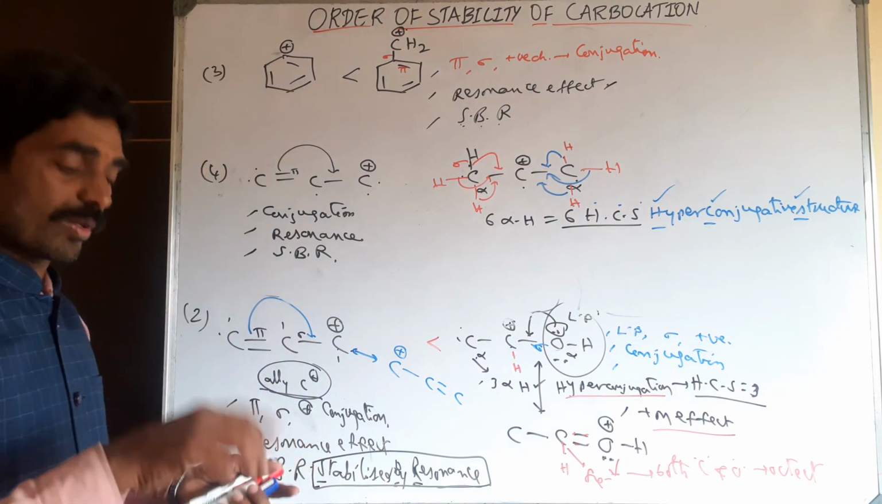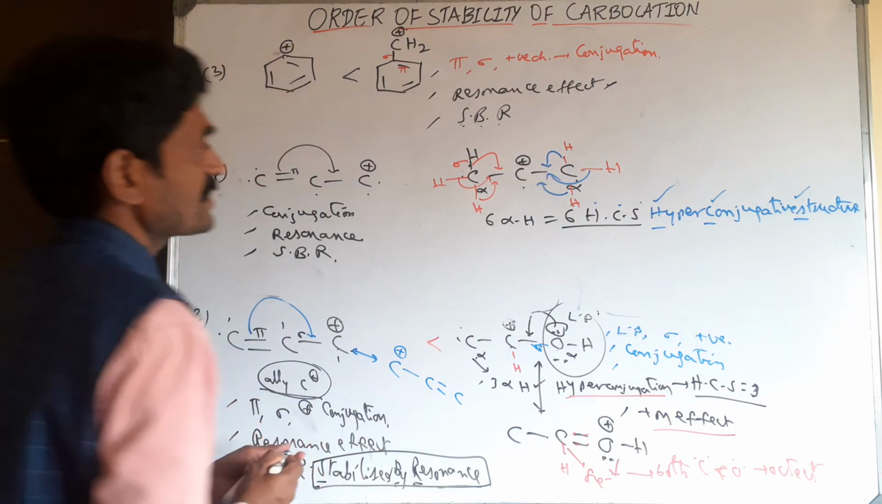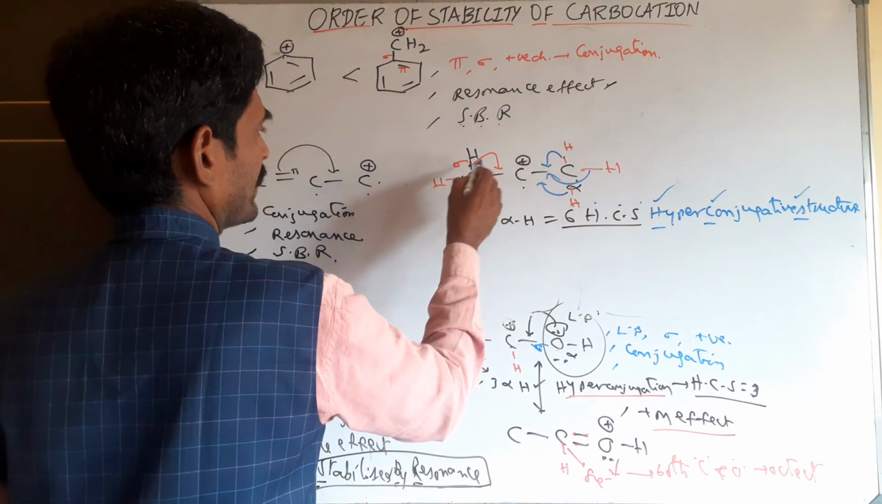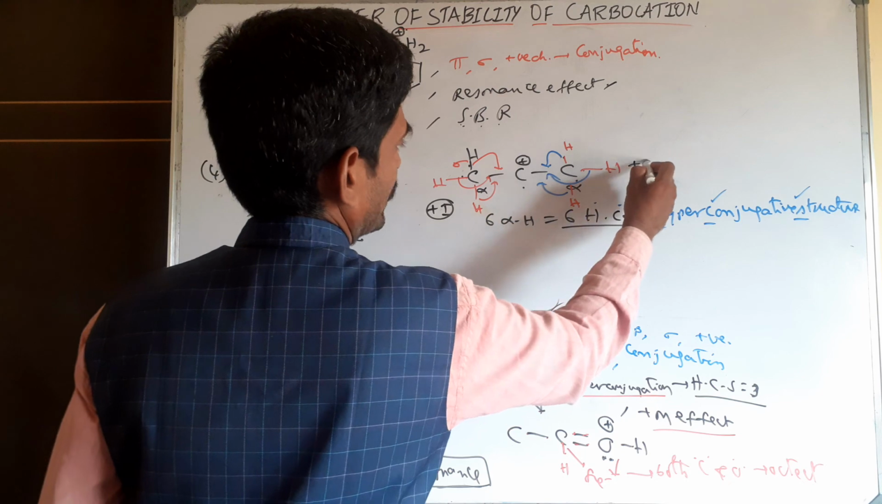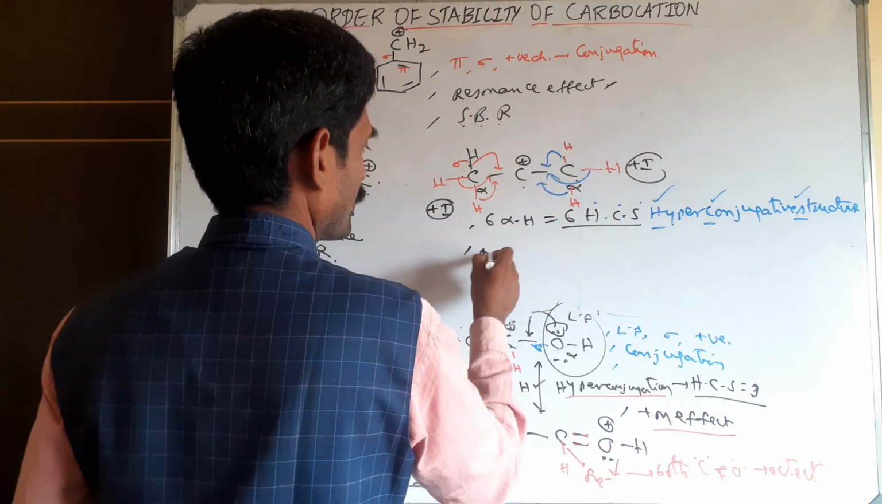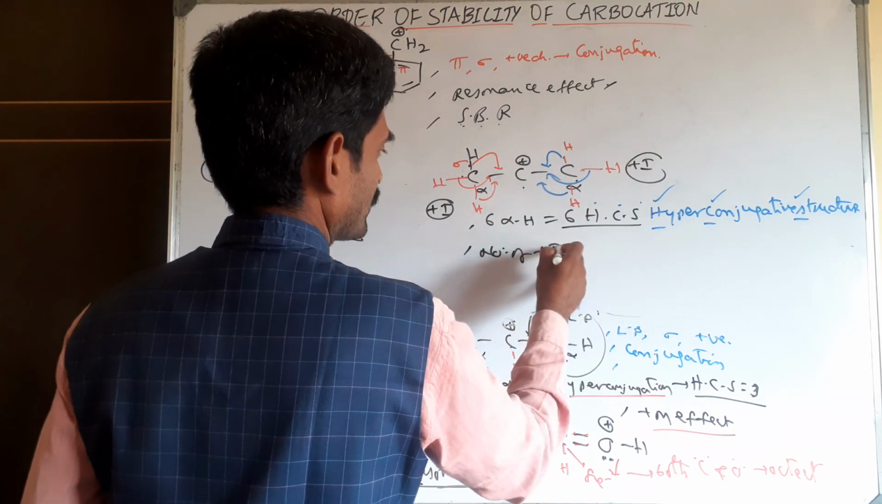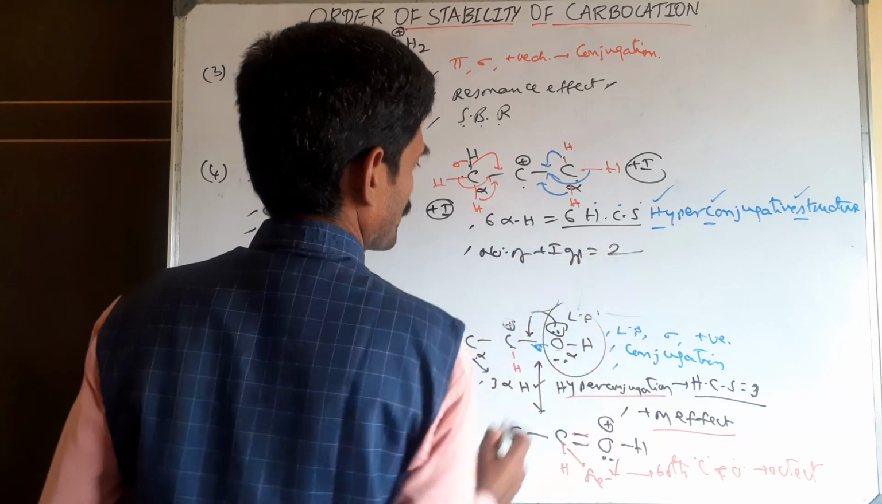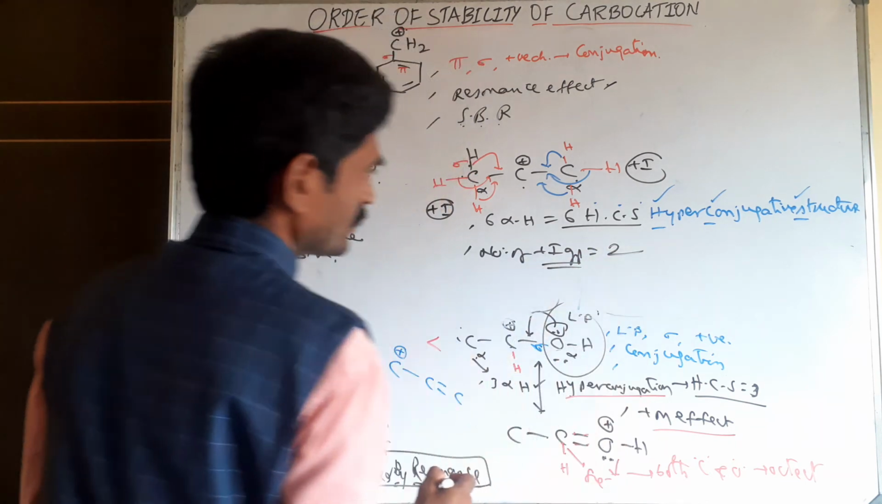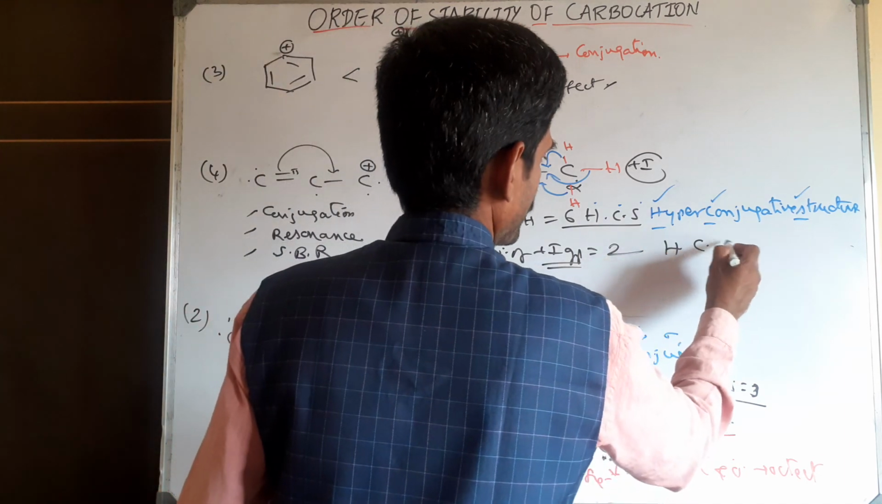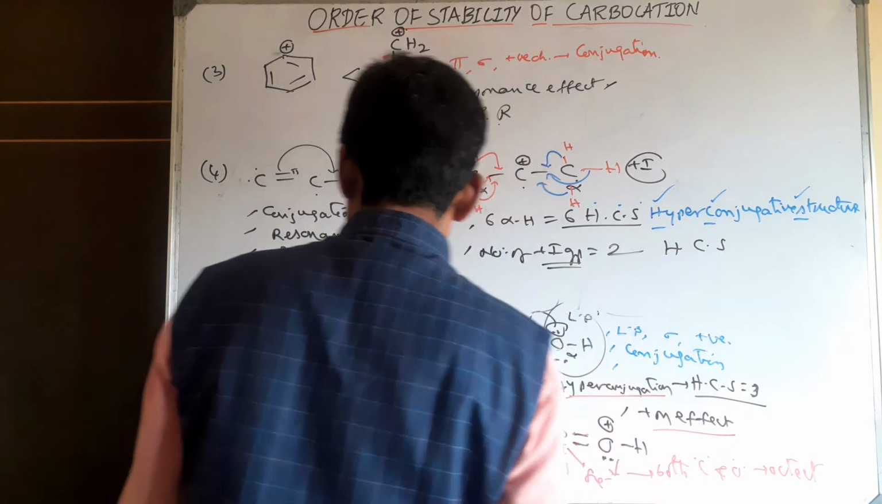One more thing, my dear students. Here there is a plus I group. There is an alkyl group, which is also a plus I group. How many plus I groups are there here? 2 are there. That means this is stabilized through inductive effect also. So here hyperconjugation effect is operated and also inductive effect is operated.